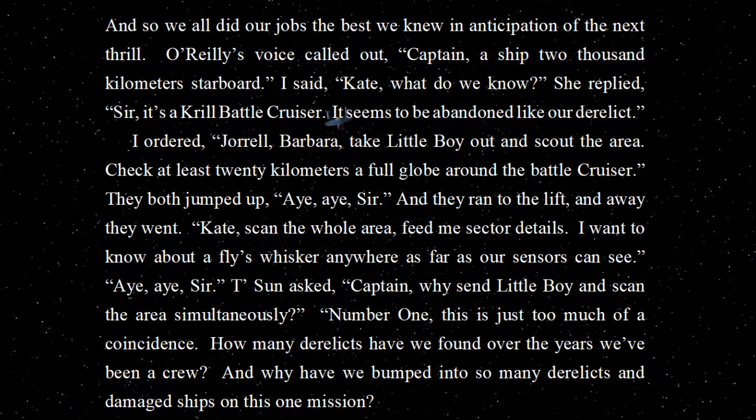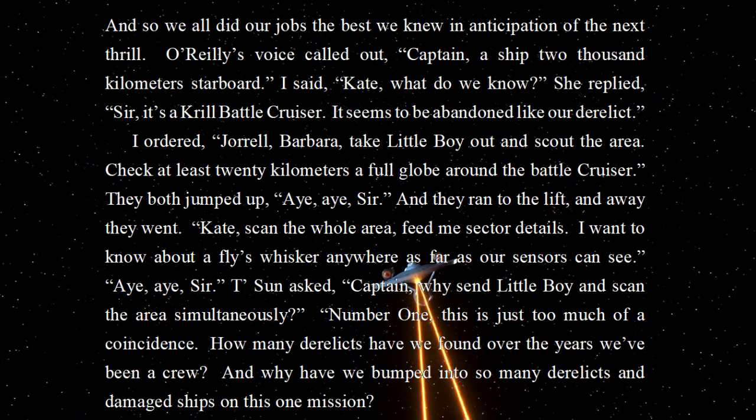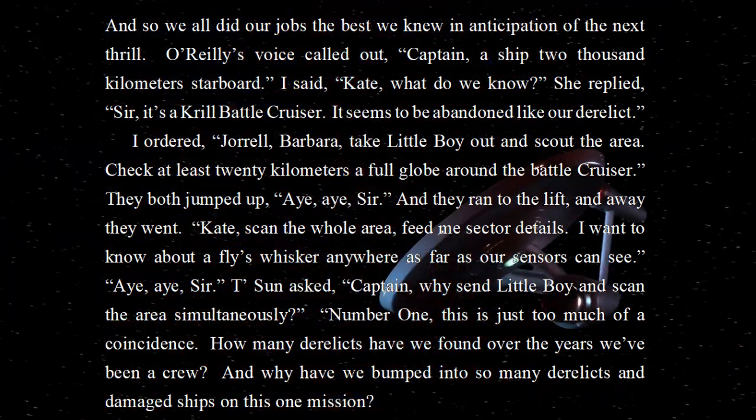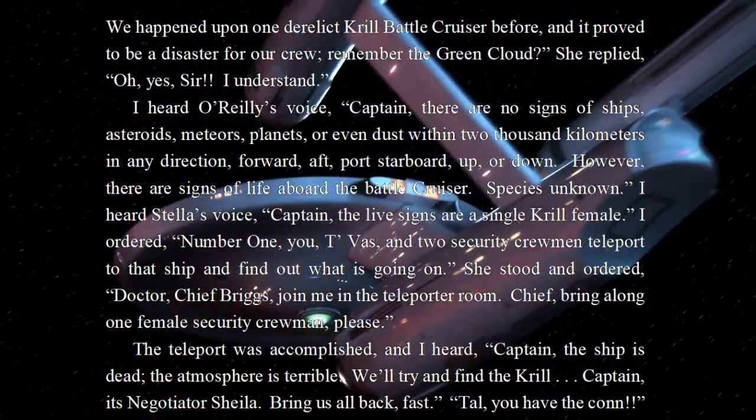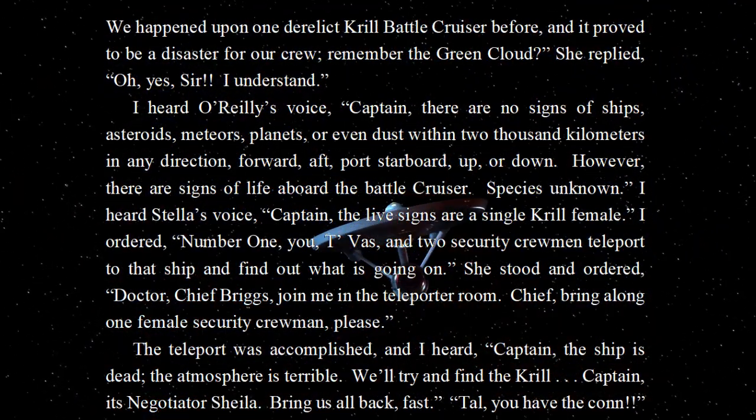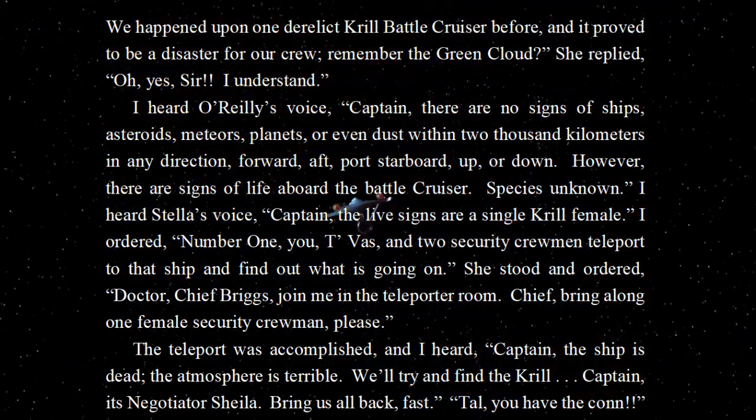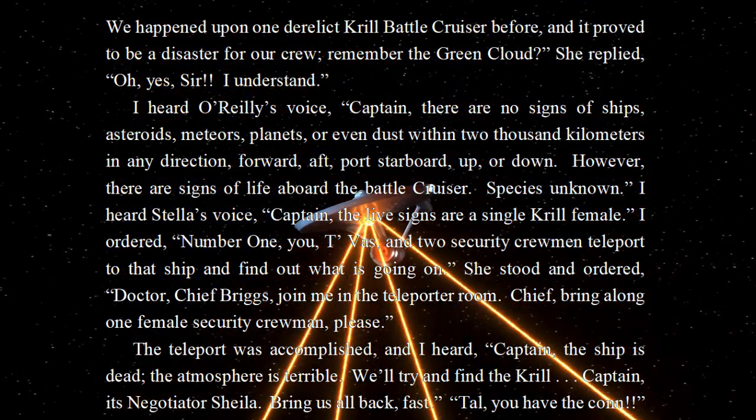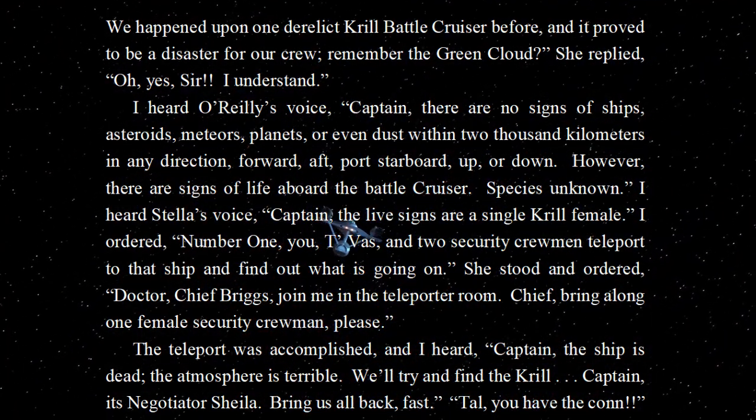"Number one, this is just too much of a coincidence. How many derelicts have we found over the years we've been a crew? And why have we bumped into so many derelicts and damaged ships on this one mission? We happened upon one derelict Krill battle cruiser before, and it proved to be a disaster for our crew. Remember the green cloud?" She replied, "Oh, yes, sir. I understand."